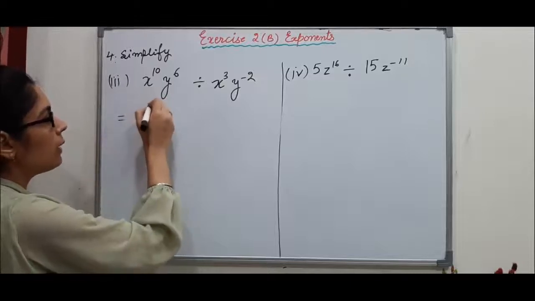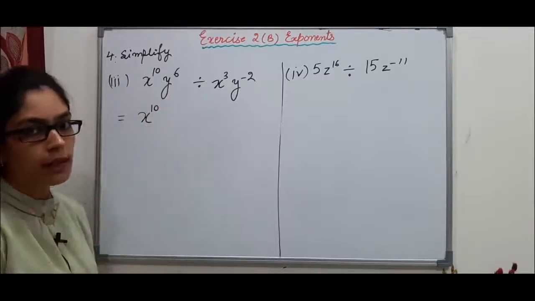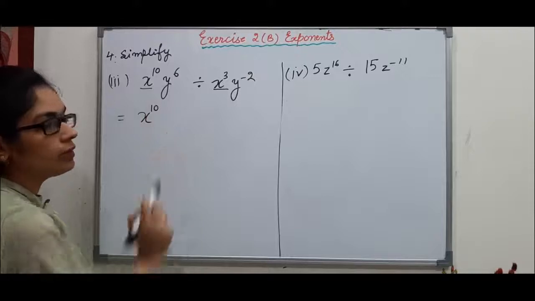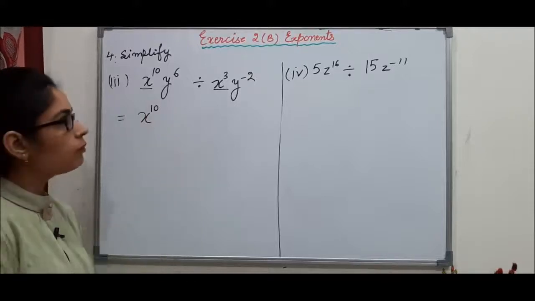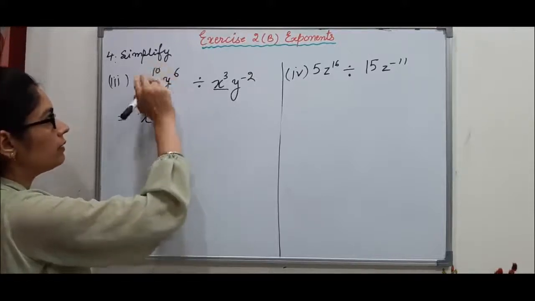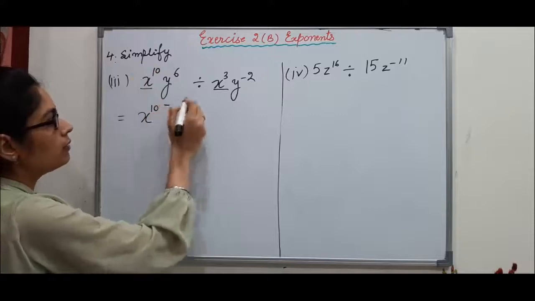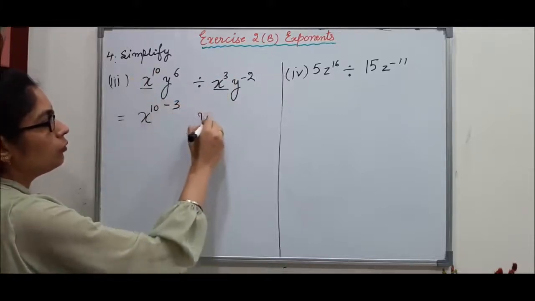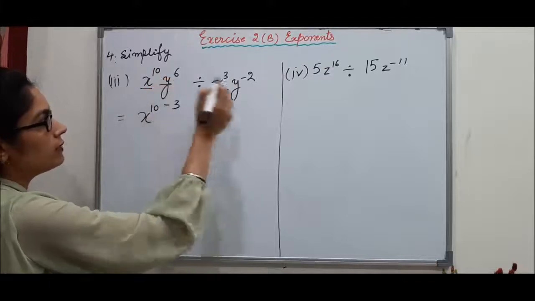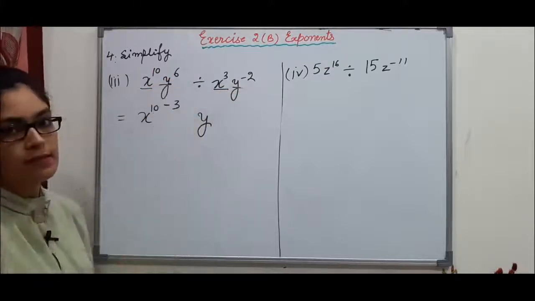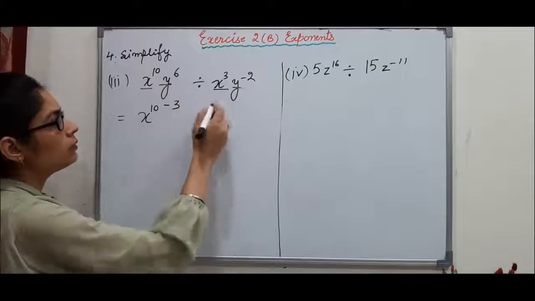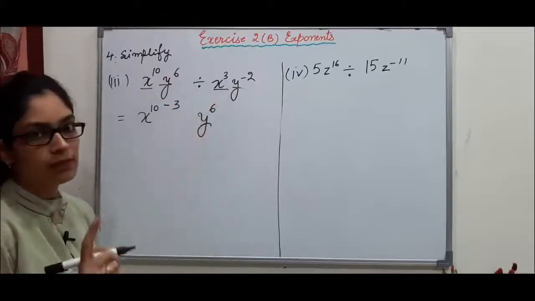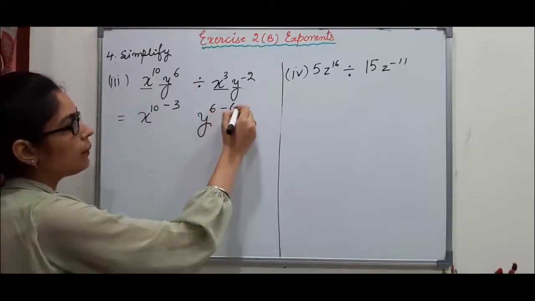So x to the power 10, base only one time I write. This x is same with this. So only one time we have to write. Power of first x is 10. So 10 minus power of second x, 3. Now y is same. So again bases are same, they are getting divided. So 6, power of first y, which is 6 minus minus 2.